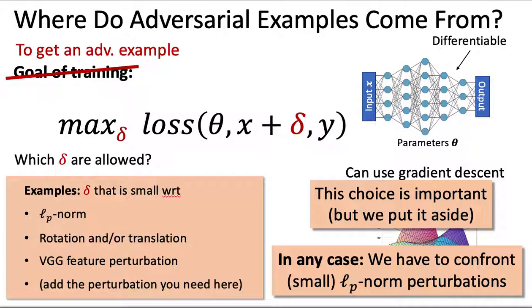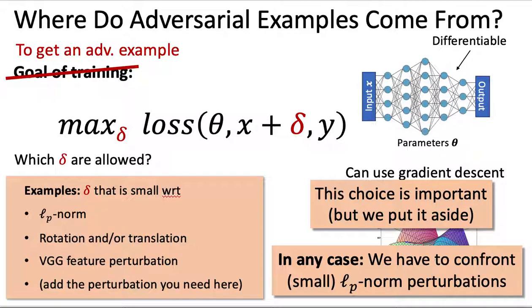So you can add rotations, you can get some VGG feature perturbations, and the list could go on, because in the end, the complete list would need to specify exactly what is similar to a human. And we don't know how to do that. So all I want to say is that this choice of the set of perturbations delta that I want to consider is very important, but I will put it aside for this lecture, because that's really not the point of what I want to talk about.